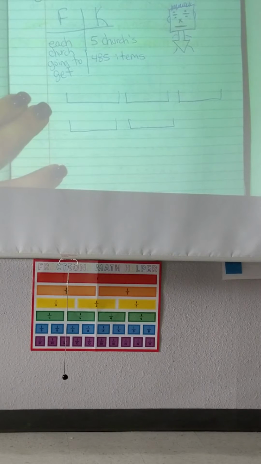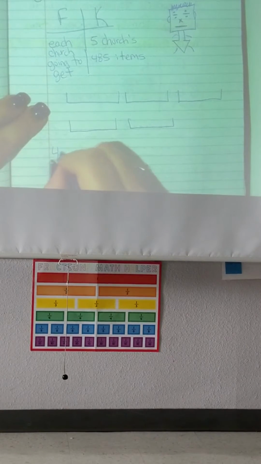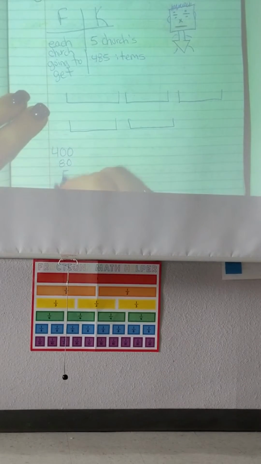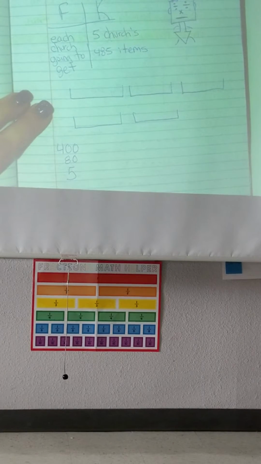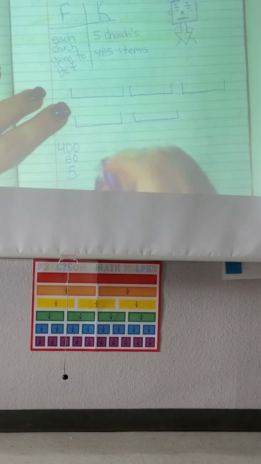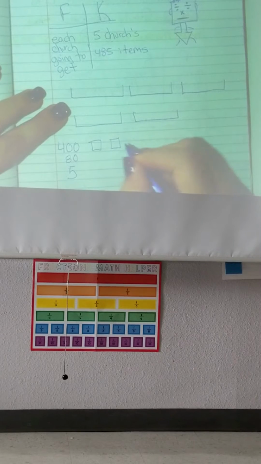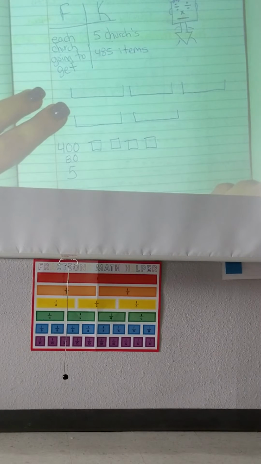Okay? Now we have 485, so we're going to say it out loud and we're going to write it. Ready? 485. So when we're talking about hundreds, what do we draw? Square. And I need 400, so 100, 200, 300, 400. For 80, we're going to do it by what? Hundreds, tens, or ones? Tens. So we have to count by tens. 10, 20, 30, 40, 50, 60, 70, 80. And then to do the ones, we do it with dots. 1, 2, 3, 4, 5.